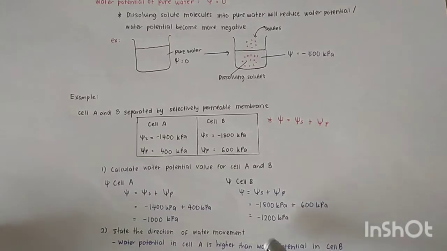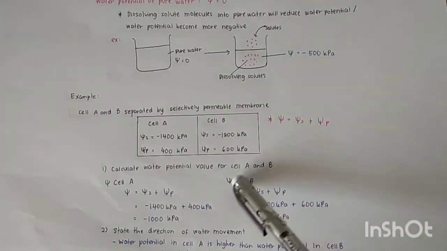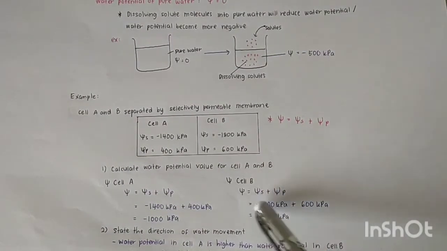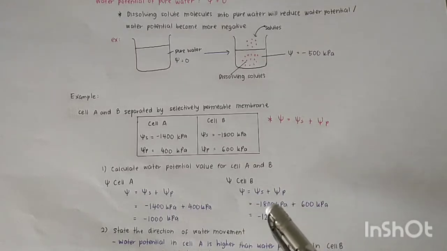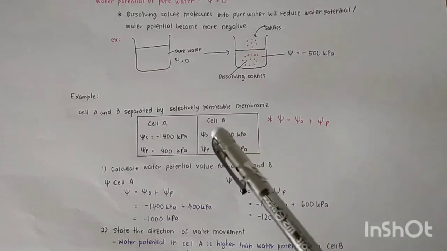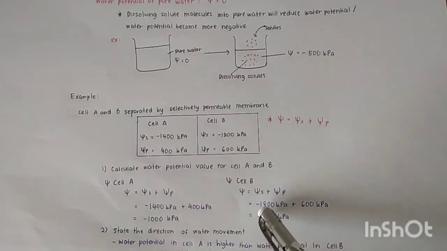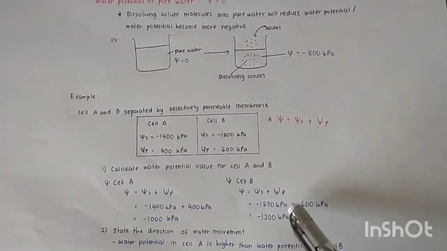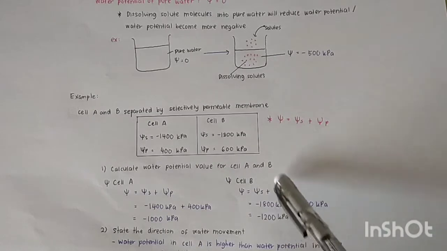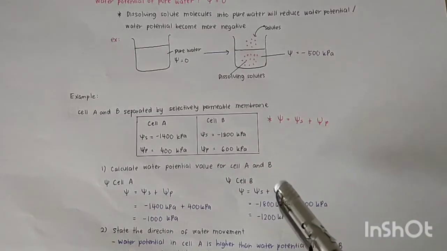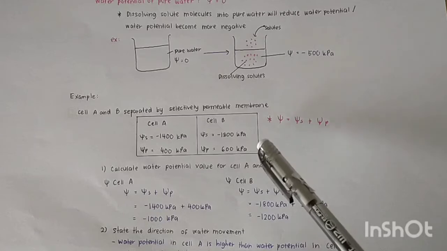Okay, and then water potential for cell B. So dari segi caranya sama sahaja. Firstly, this is the formula to find the water potential: solute potential plus pressure potential. So the solute potential here is negative 1800 kPa plus 600 kPa. So the water potential of cell B is negative 1200 kPa.